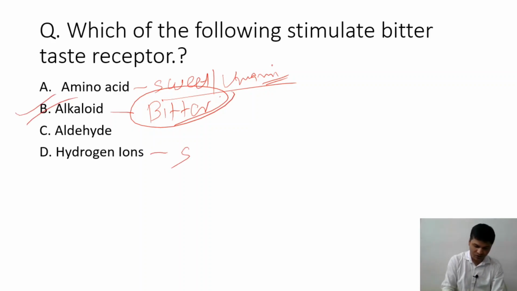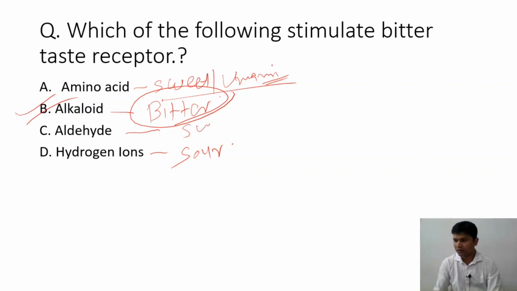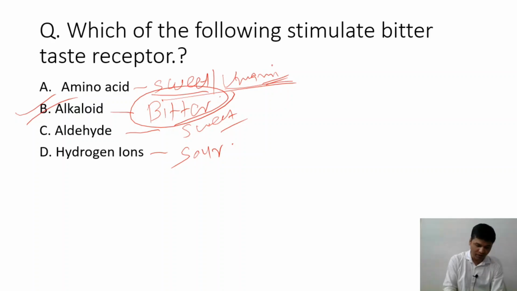Hydrogen ion is sour. Aldehyde is also sweet. Amino acid gives sweet and umami. Alkaloid will give you bitter taste. So the question is which stimulates bitter taste, and your answer will be alkaloid.